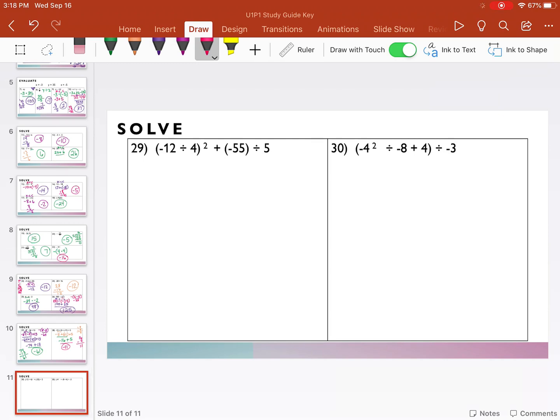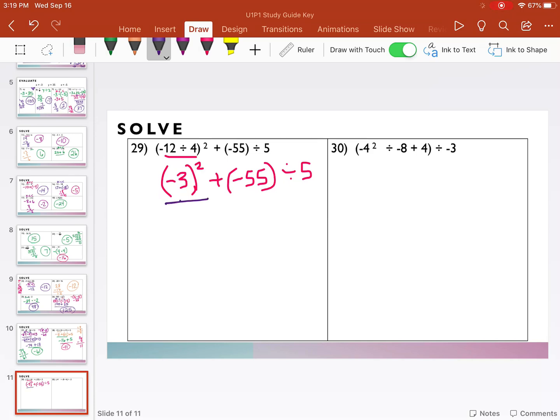All right, last two. So parentheses first. I'm going to solve inside these parentheses. So negative 12 divided by positive 4. 12 divided by 4 is 3. Negative divided by positive is a negative. Bring everything down, including those parentheses. Everything down. Okay, now parentheses are done.